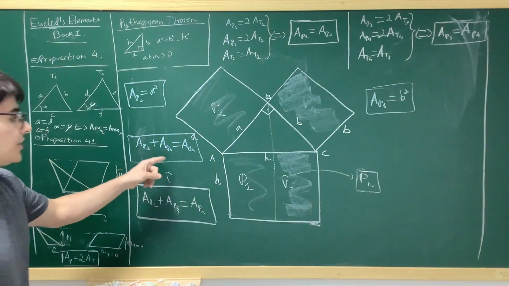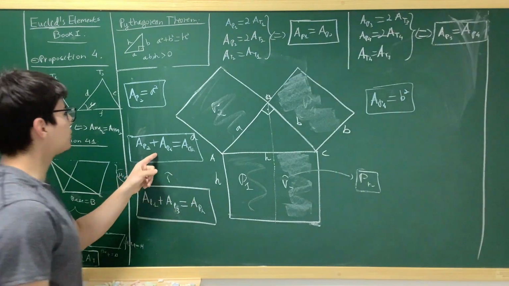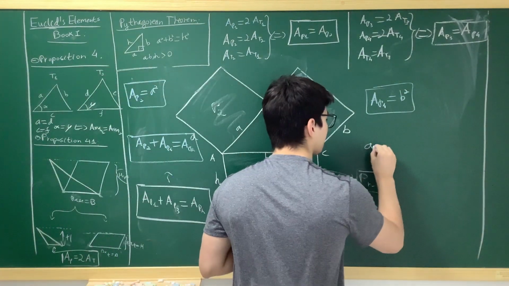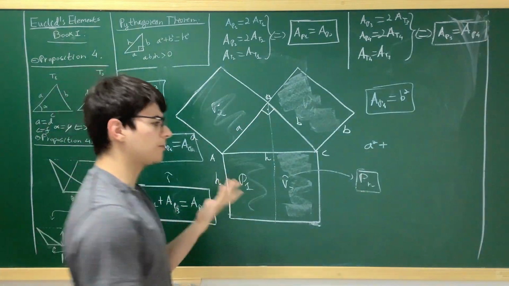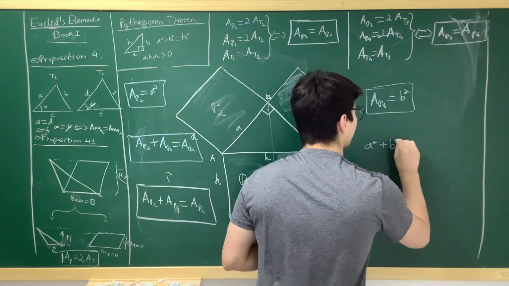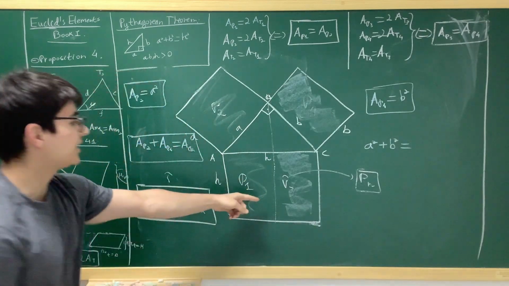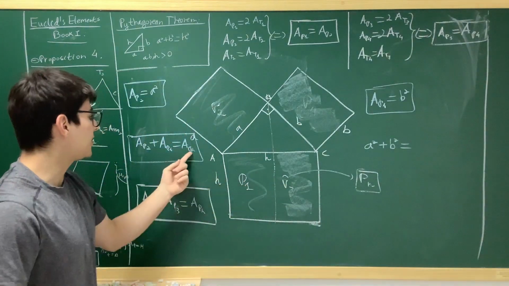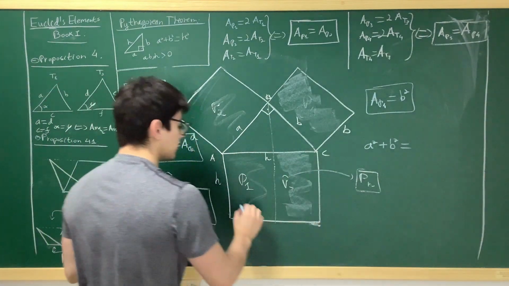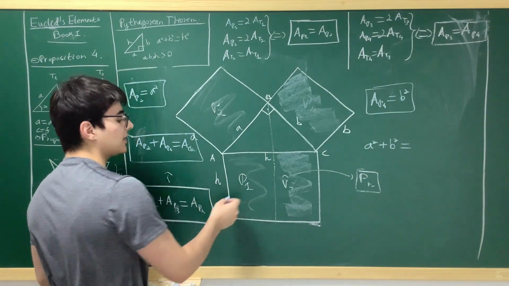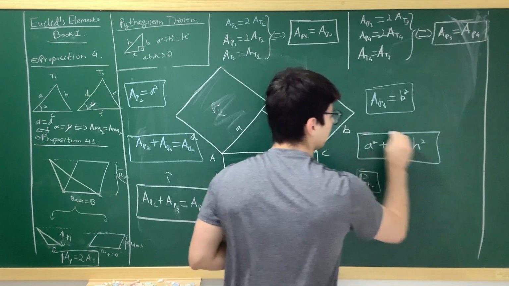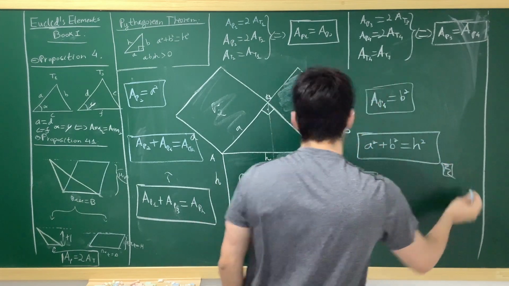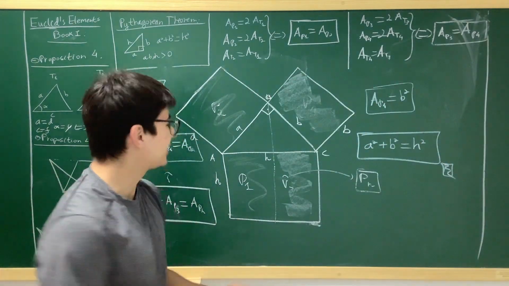Then, from this equation, we get that AP2 is just A squared, plus AP4, the area of P4, is just B squared, and this is equal to H squared, right? Because APH is the area of all of this, which is this times this, H squared. And we have proven the theorem Euclid's Elements way.